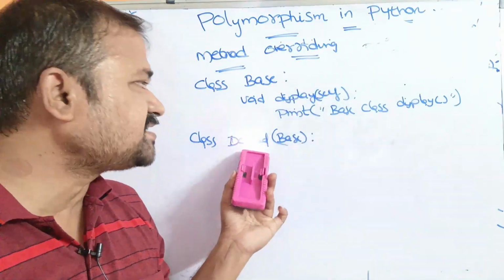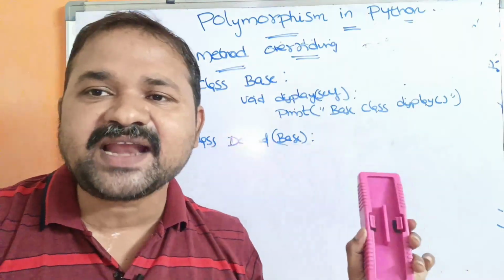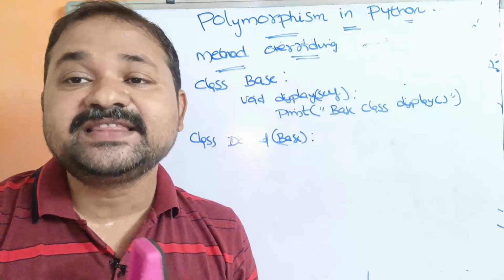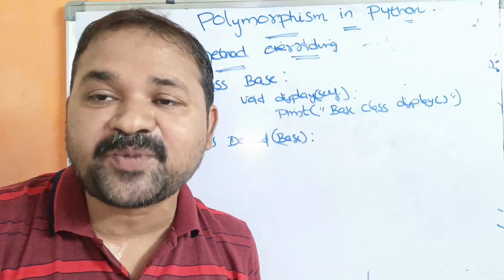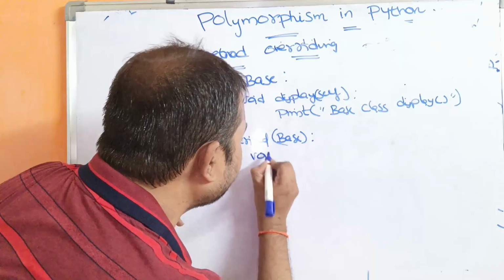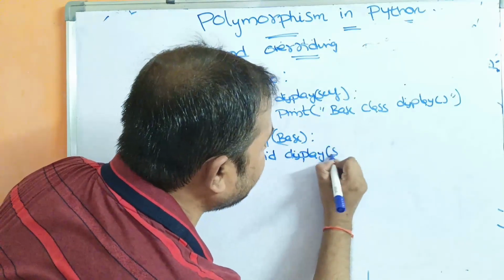So now the derived class can also use the display method. But here, what is the problem? The derived class is not satisfied with the base class method definition. On that occasion, the derived class can redefine the method. The derived class can provide its own implementation for the method. So here, the derived class is redefining the base class method.